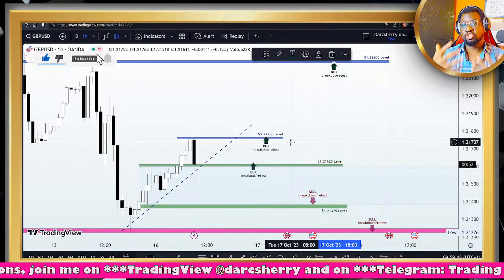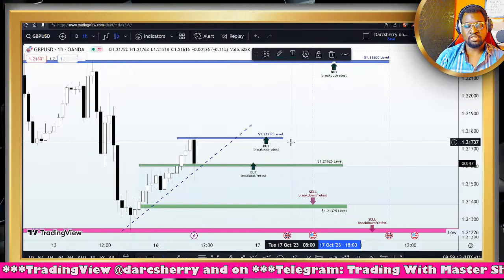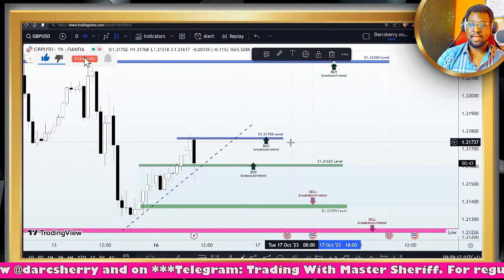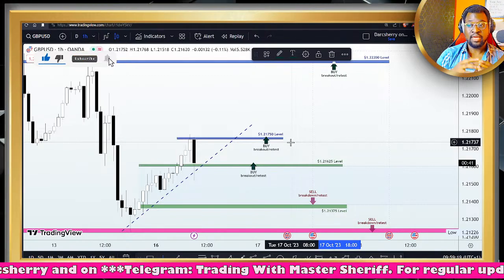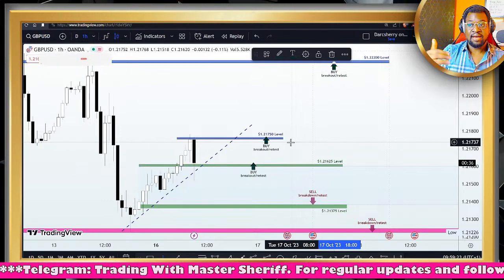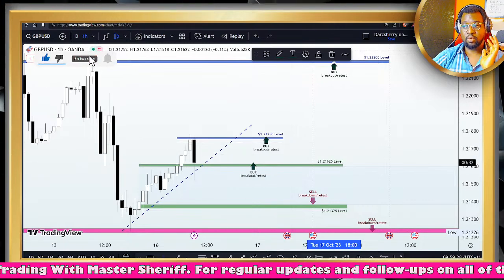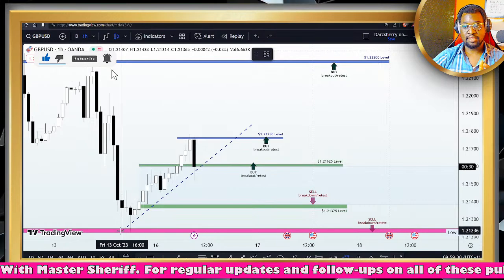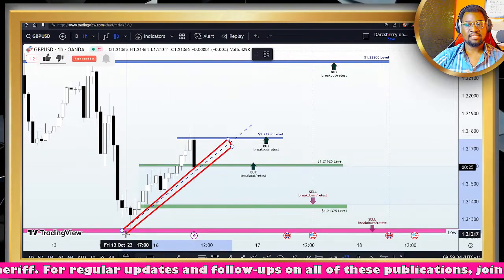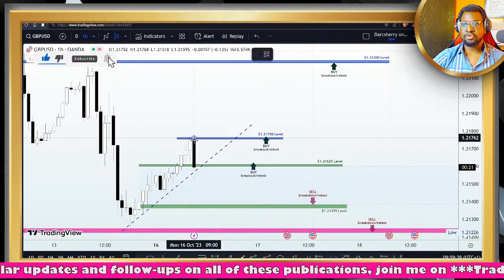Now, from this current structure here, we want to see what will make us change our bias from bullish to bearish here. Now, the first thing I would want to do here, if I do want to be selling, or if I begin to see that the market is no longer supporting the bullish momentum, well, I would want to see first of all this ascending trend line broken to the downside.